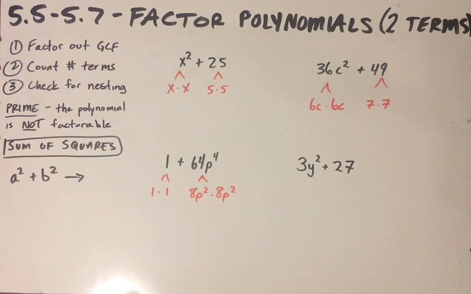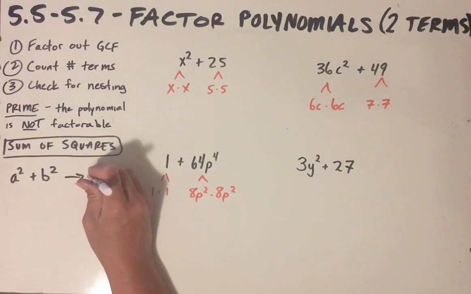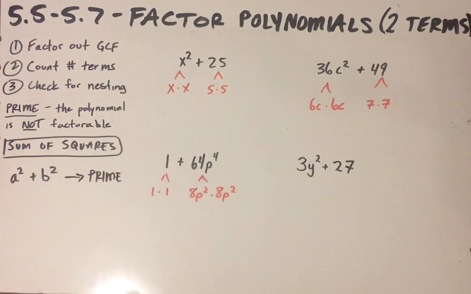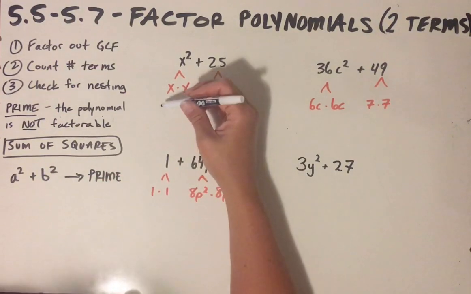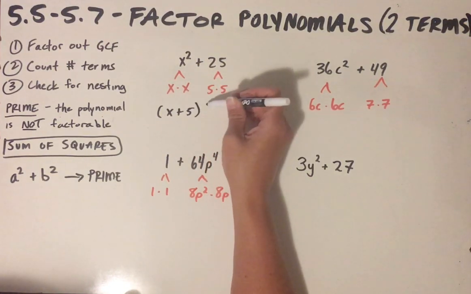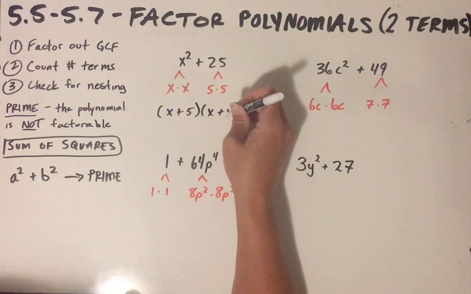The moral of this story is that these are prime. Prime means it can't be factored. Now we're going to talk about why real quick. What if I said, no, this totally can be factored? Why wouldn't it just be x plus 5 times x plus 5?